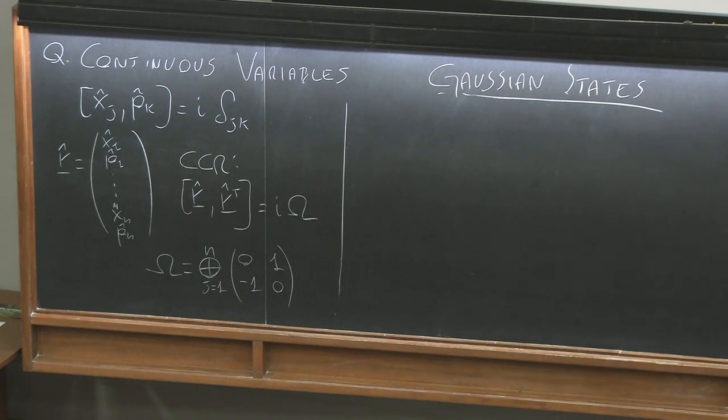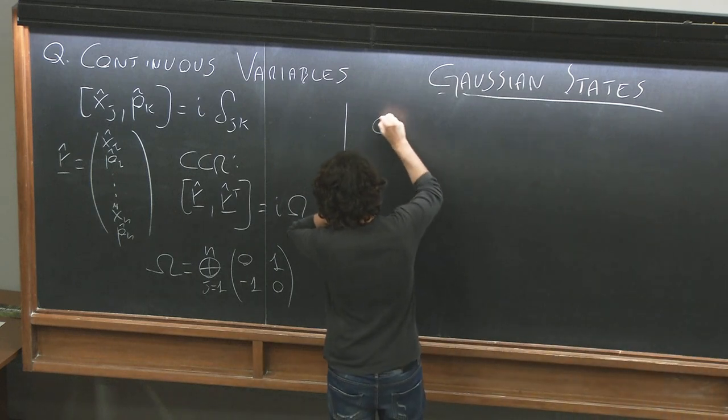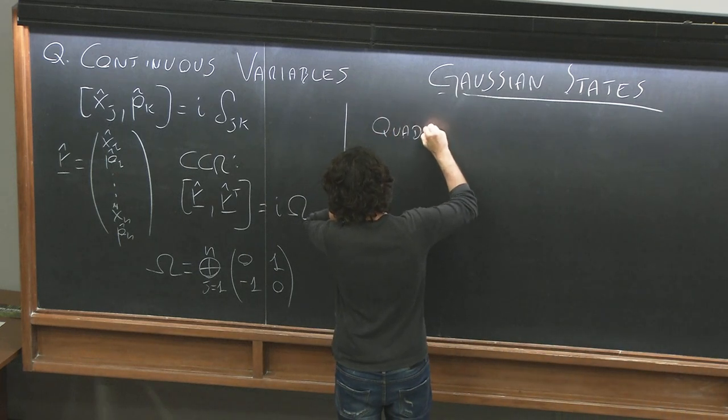So how do we introduce Gaussian states? I'll define a quadratic Hamiltonian.